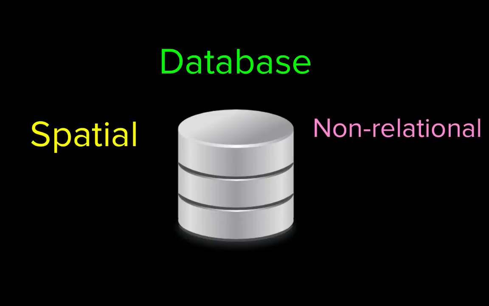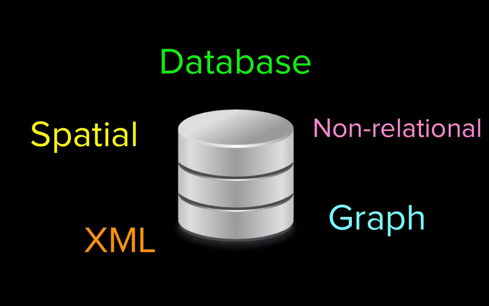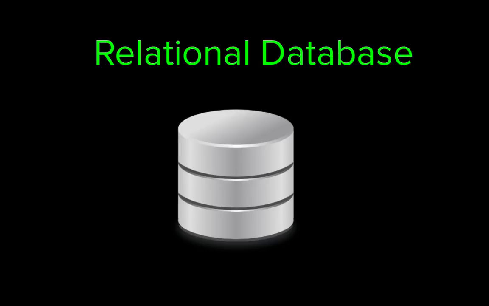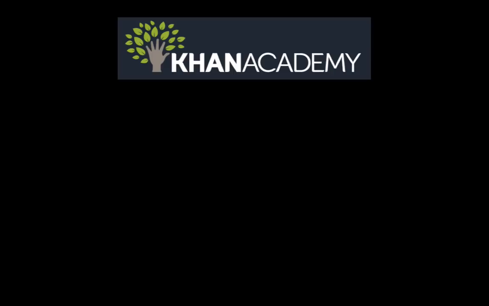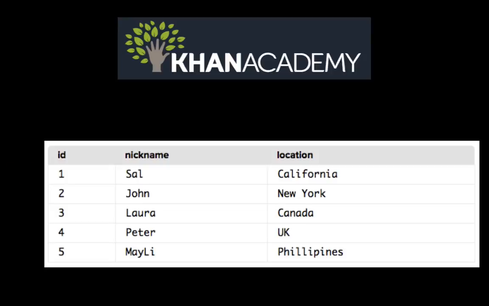Databases come in many forms, but a really popular type of database is called a relational database. It stores each kind of data in a table, which is kind of like storing data in a spreadsheet. A row represents an item, and a column represents properties about that item. For example, to store data about Khan Academy users, we'd have a users table with a row for each user and columns for properties like their nickname and location.